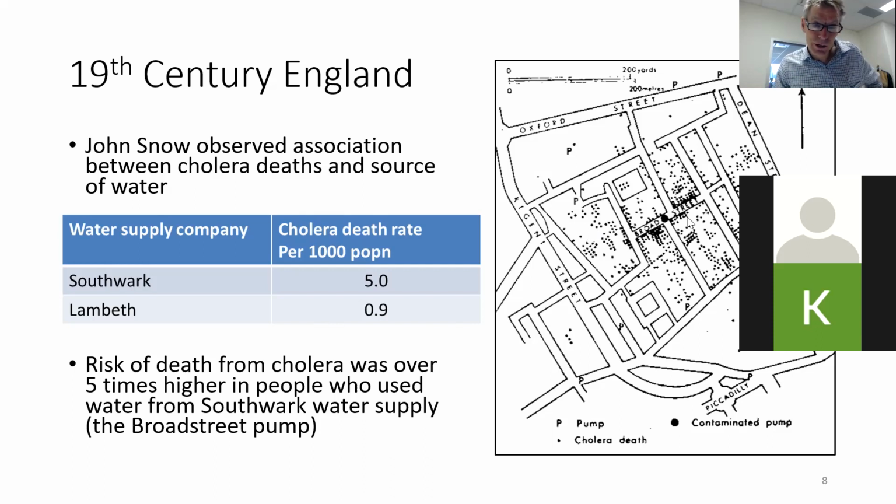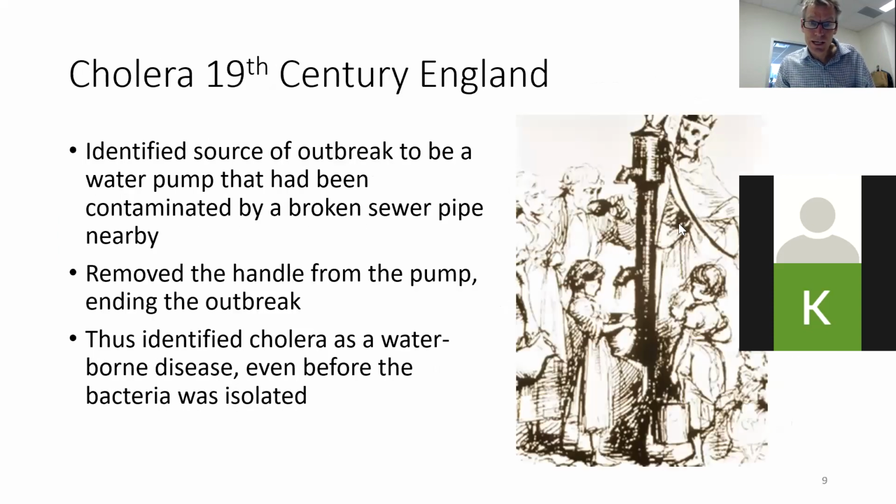And what John Snow found was that the risk of death from cholera was 5 times as high if you lived in this place called Broad Street than if you lived elsewhere in London. And he identified, even before we knew that cholera was due to bacteria, that there was a broken sewage pipe close to the water pump in Broad Street. And people drank from the sewage pipe, and therefore they got cholera.